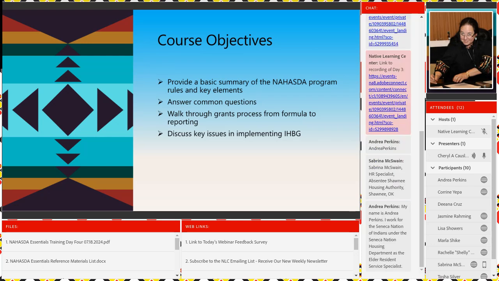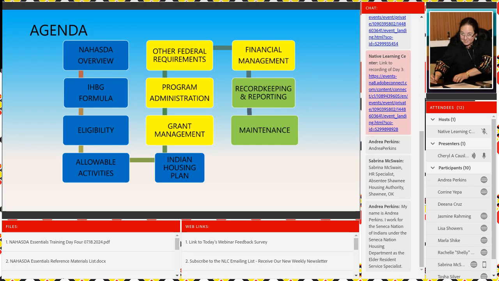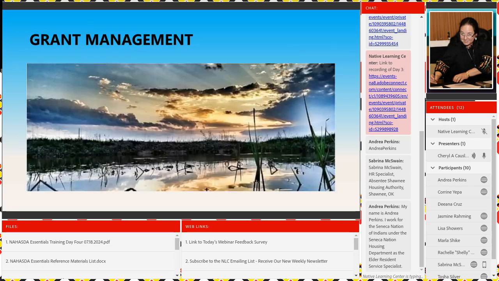The course objectives provide that summary of NAHASDA program rules and elements, answer some common questions, walk through the grant process from formula to reporting, discuss key issues in implementing IHBG, and how you correctly spend your funds. So today, we're doing grant management, program administration, and some of those other federal requirements and some financial management. So I hope you enjoy.